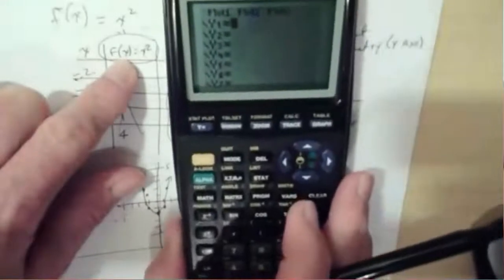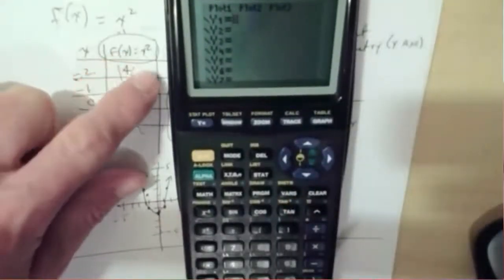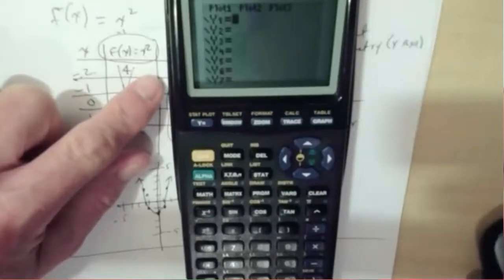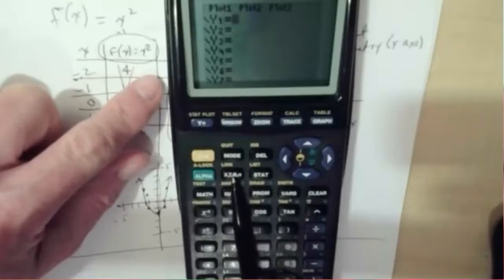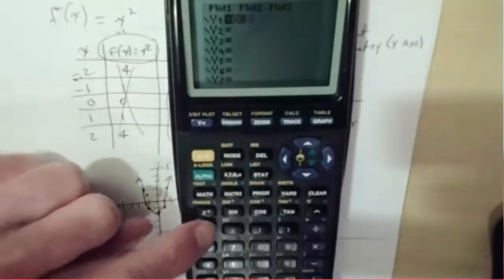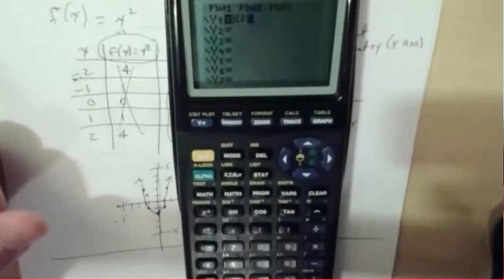But you know how my drawings are. Okay, f of x, in other words y equals x squared. And remember, x is not this. This is the multiplication key, not the variable x. The variable x is up here where it says X, T, theta, and n. So we have x and then x squared. Always double check and look and make sure you entered it correctly.